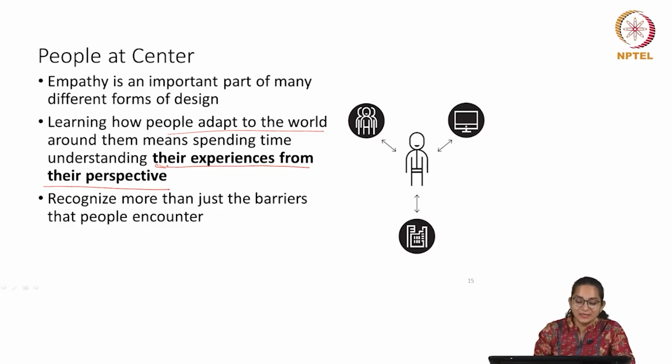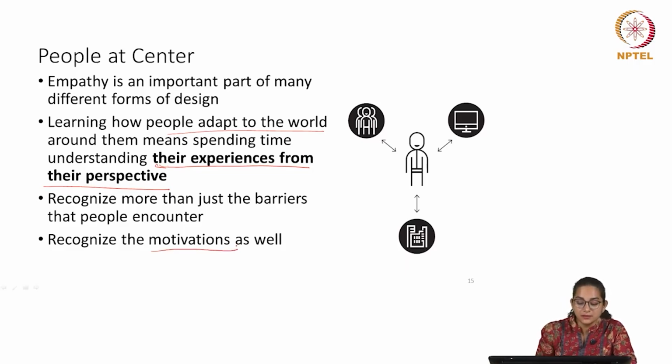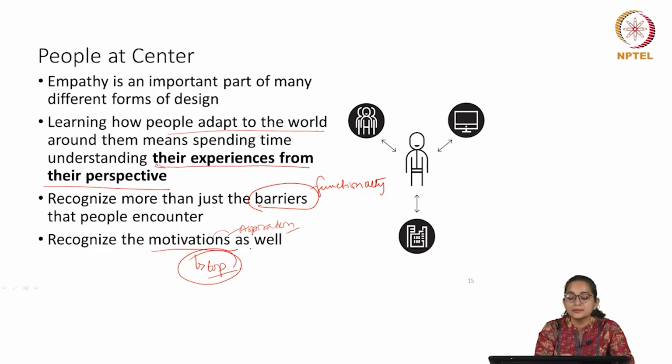Recognize more than just the barriers that people encounter, recognize the motivations as well, right? Because as we saw in Maslow's hierarchy of needs, motivation is at the top, right? Barriers cater to functionality. It is also important, but having an understanding of the motivations and aspirations will also help you understand what differentiates your product from the other products which are only looking at the functionality probably.